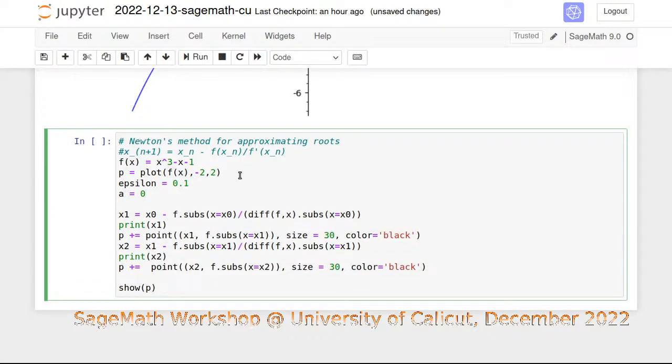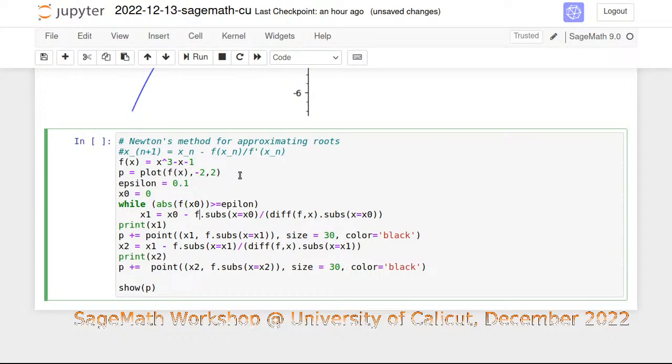After that, we are supposed to keep on changing x naught itself here. Now we are supposed to write a while loop: the absolute value of f of a, because it can be negative also, is greater than epsilon. Which essentially means that we are not close to 0 by less than or equal to epsilon, we are greater than epsilon. When it is greater than epsilon, we will find a new root. What is that new root? x1, or x0.